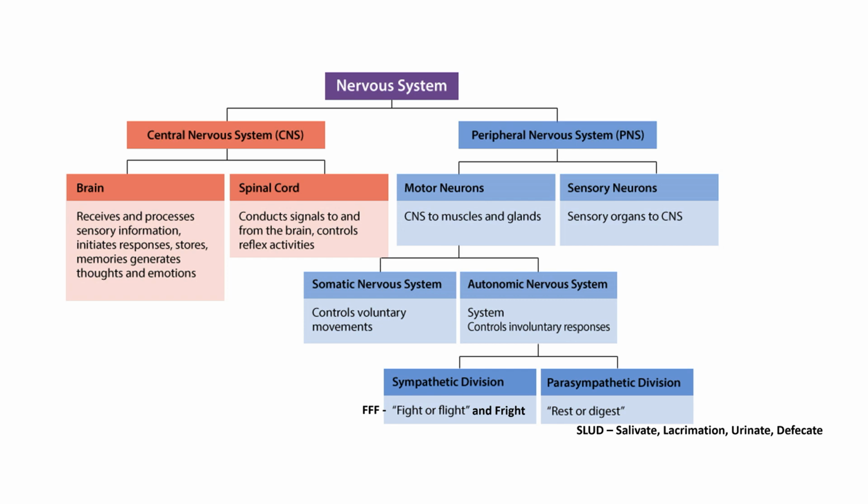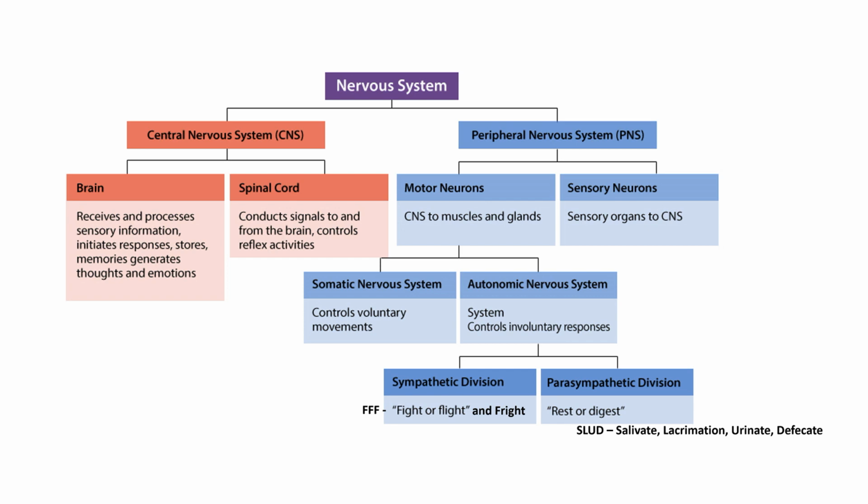On the left-hand side, we have the central nervous system, which includes your brain and spinal cord. On the right-hand side, we have the peripheral nervous system, the PNS, that includes your motor neurons, which are neurons that bring information to the muscles and glands for responding. And then we have the sensory neurons for picking up information and sending it to the CNS.